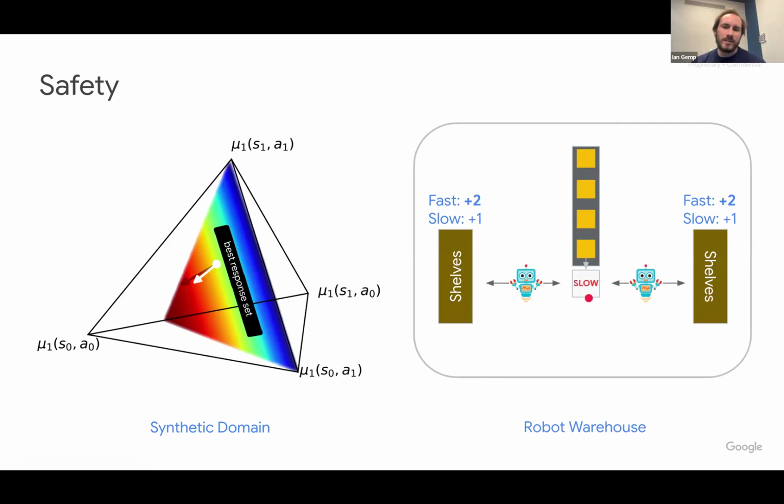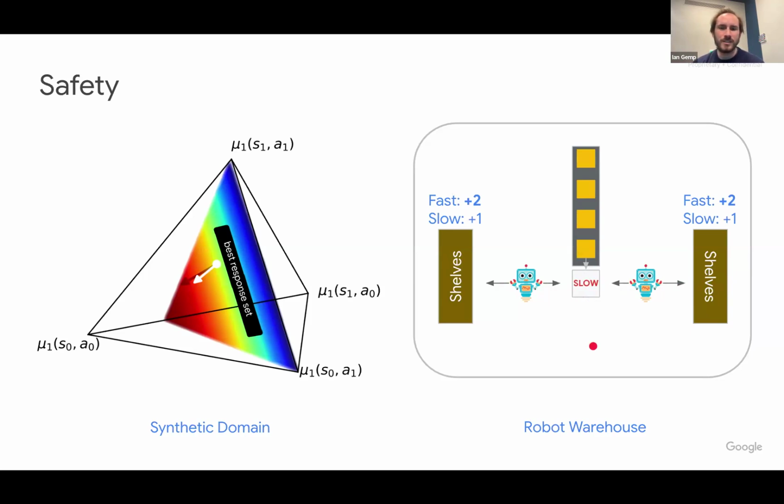They are rewarded for moving quickly to get to the shelves and dropping off packages. But it's dangerous for them to be moving quickly in this slow region while they're picking up packages, because that's where all the robots go to pick up packages, and there could be a collision.